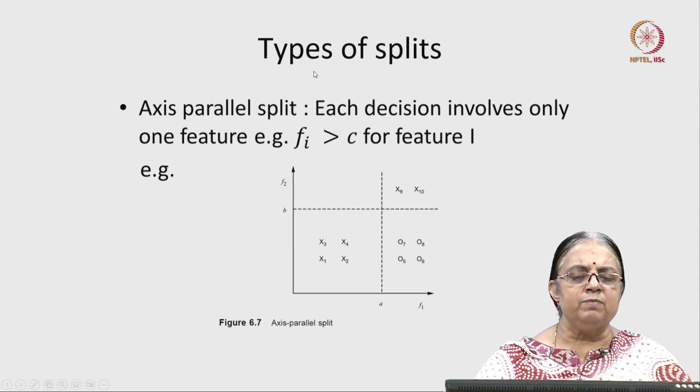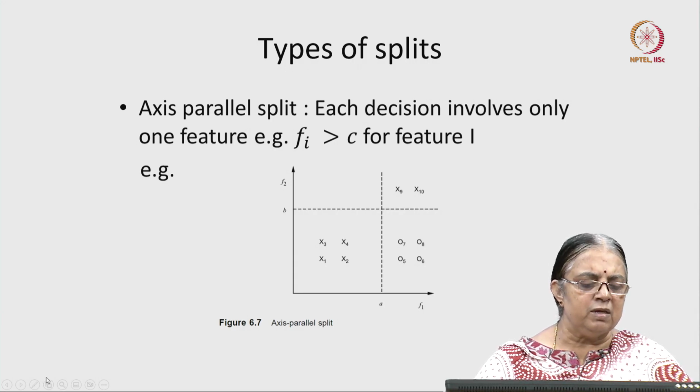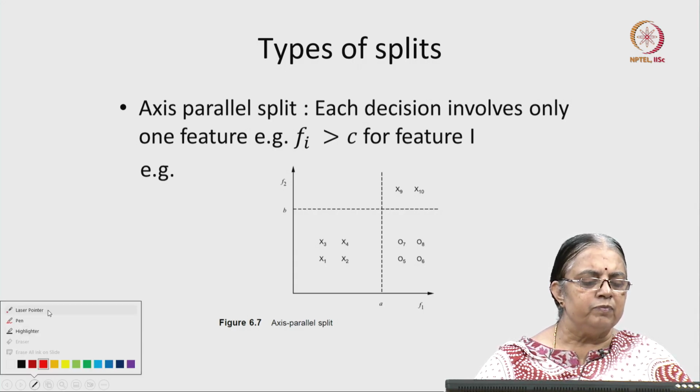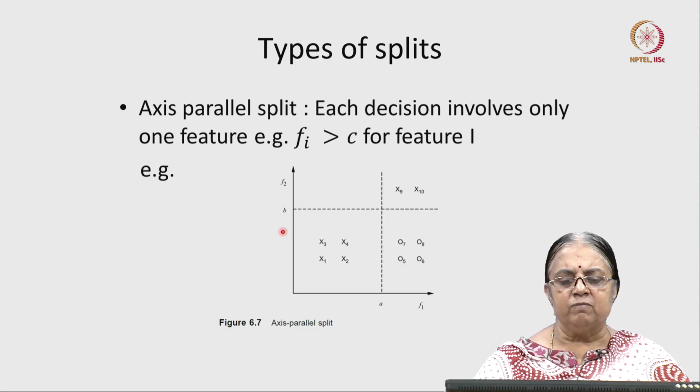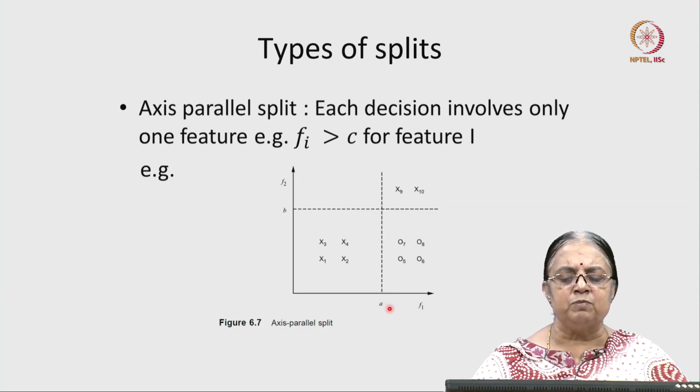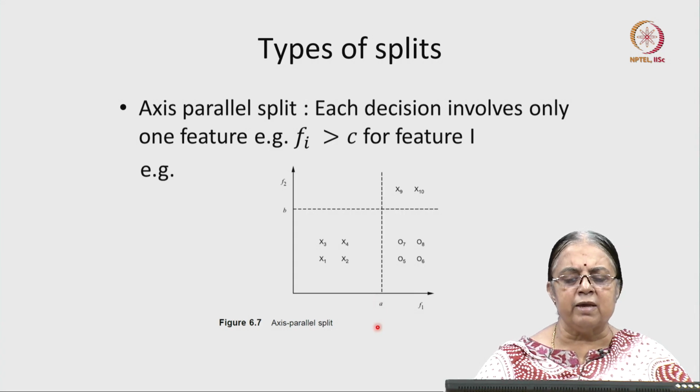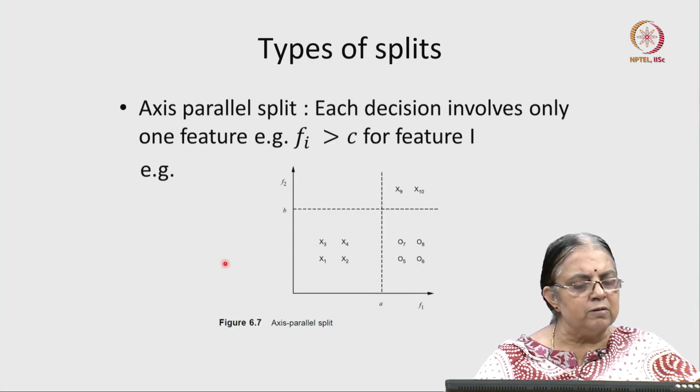Now, what are the types of splits that we can have? Okay. So, one split is what is called the axis parallel split. So, in the case of axis parallel split, you are using only one feature at a time. So, you are going to have a node which has a decision which says f 1 greater than a, yes or no, right, that will be the output. So, this is what is called the axis parallel split.